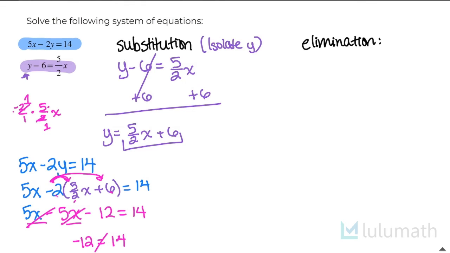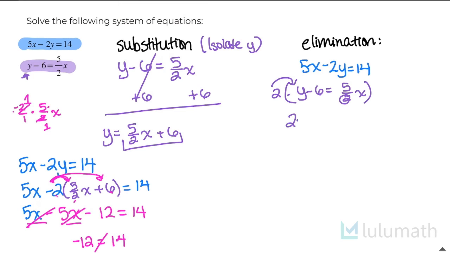Okay, so my first equation is 5x minus 2y equals 14, and my second equation is y minus 6 equals 5 over 2x. To make things a little bit simpler, I'm going to get rid of the fractions in my purple equation here. My common denominator is 2, so I'm just going to multiply everything through by 2. So 2 times y is 2y.